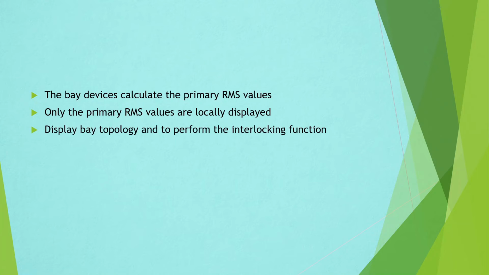The status signal of switch devices makes it possible to display bay topology and to perform the interlocking functions, blocking and operating of the isolators if the circuit breaker is in status on, and of the ground switch if the feeder is under voltage. Appropriate command and output signals for the process can be performed in the following ways.